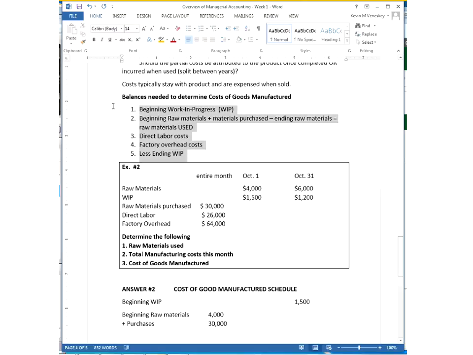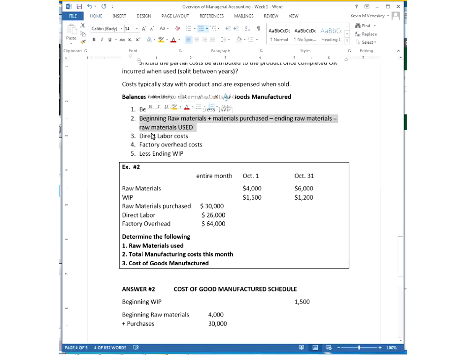Okay, so these 5 things we're going to need to determine the cost of goods manufactured. I want to know how much does it cost to make a baseball bat or 5,000 baseball bats. And these are the items we're going to need to know. Well, how much did I start with in my work in progress? Because I most likely, if I have a cutoff date, I have some already started baseball bats.